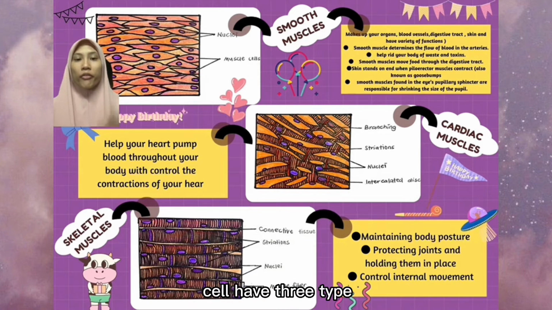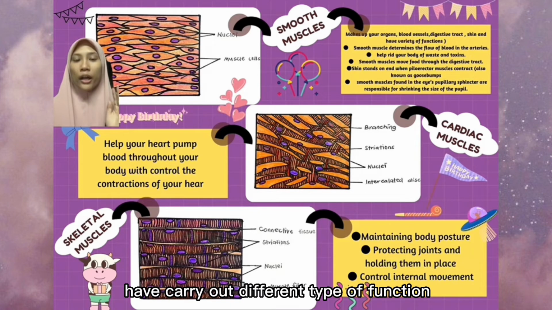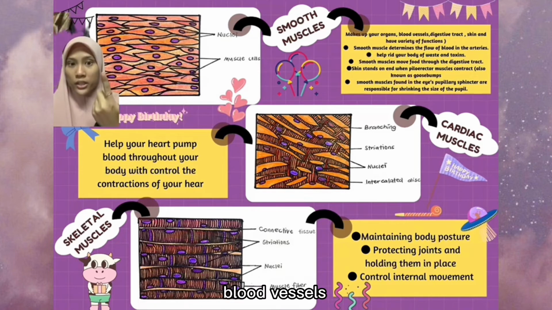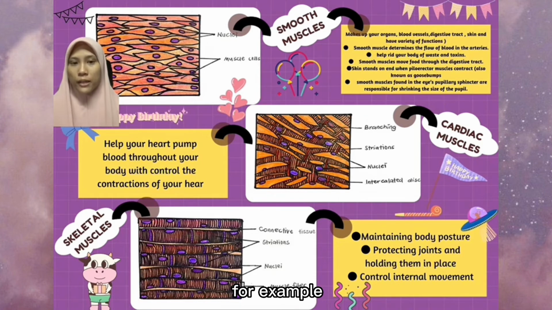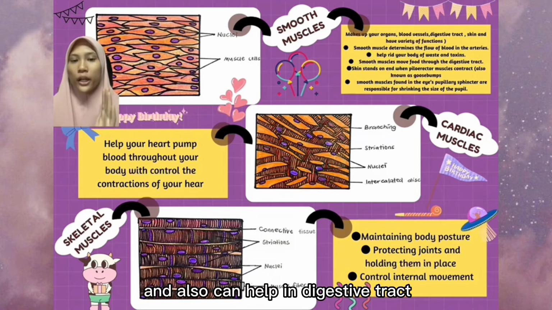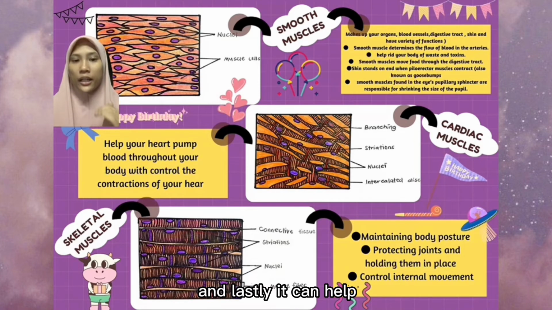As we know, muscle cells have three types, and each of the muscle cells carries out a different type of function. So, firstly, it is smooth muscle. Smooth muscle makes up your organs, blood vessels, digestive tract, skin, and has a variety of functions. For example, circulatory smooth muscle can determine the blood flow in your arteries, and digestive and urinary smooth muscles can help your body rid itself of toxins and waste, and also help in the digestive tract. And lastly, it gives function to the integumentary and nervous system smooth muscle.